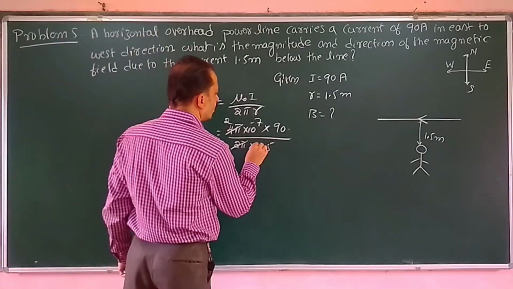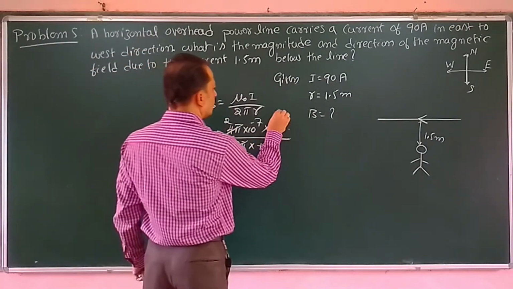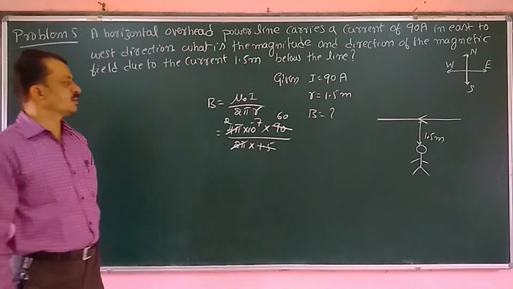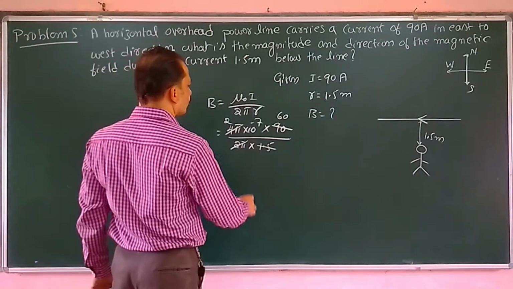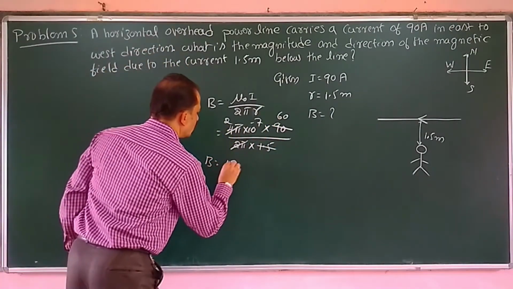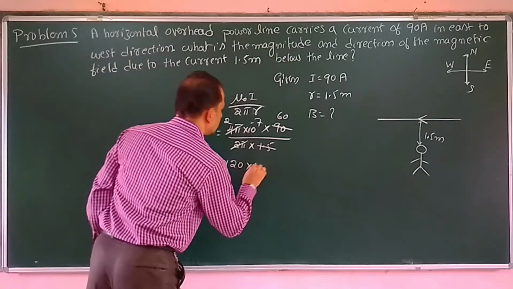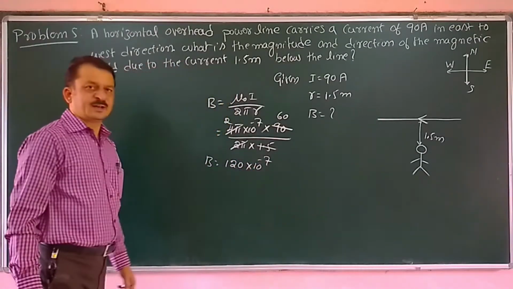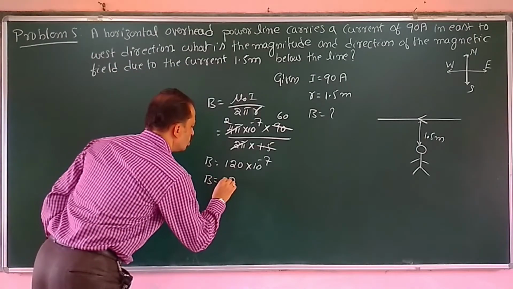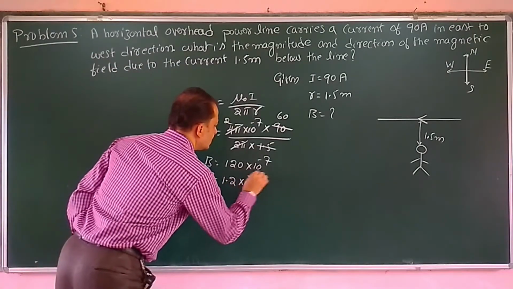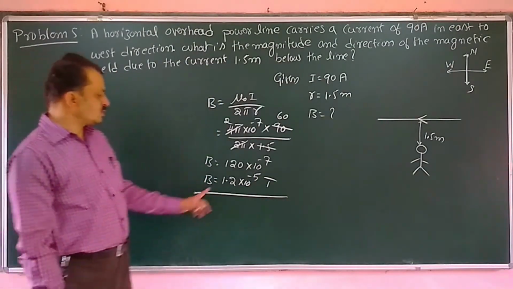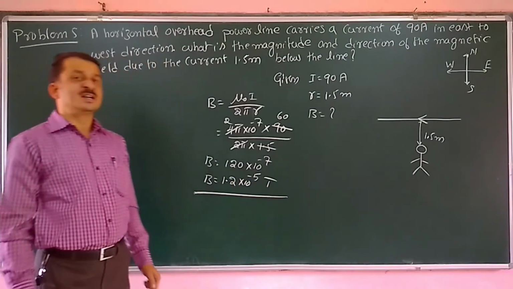Here 2s are 1.5, 1.5 ones are 1.5, 60s are 15, ones are 15, 6s are 90, like that. Okay. 60 into 2 is 120 into 10 to the power of minus 7. If you write it in the scientific notation, it is equal to 1.2 into 10 raised to minus 5 Tesla. The magnitude of the magnetic field is 1.2 into 10 to the power of minus 5 Tesla.